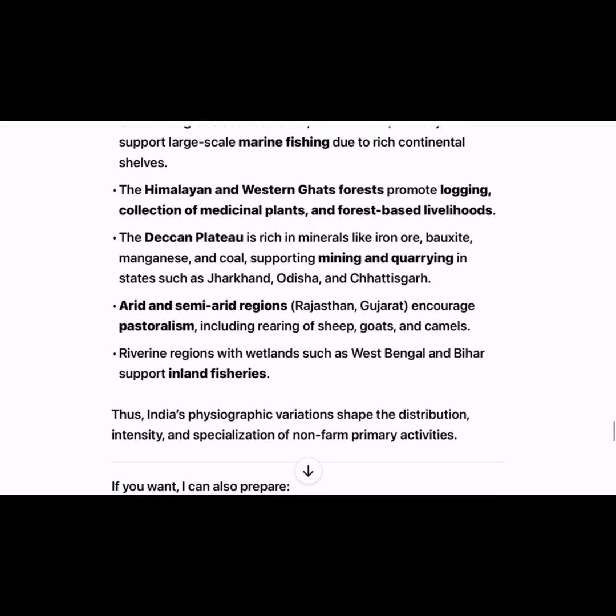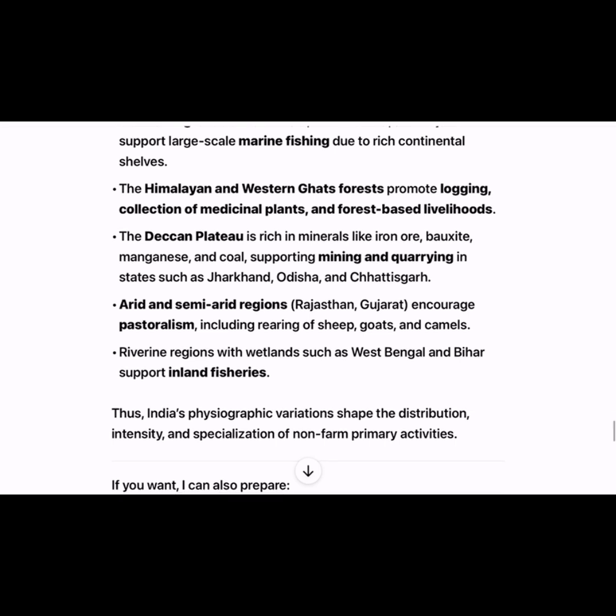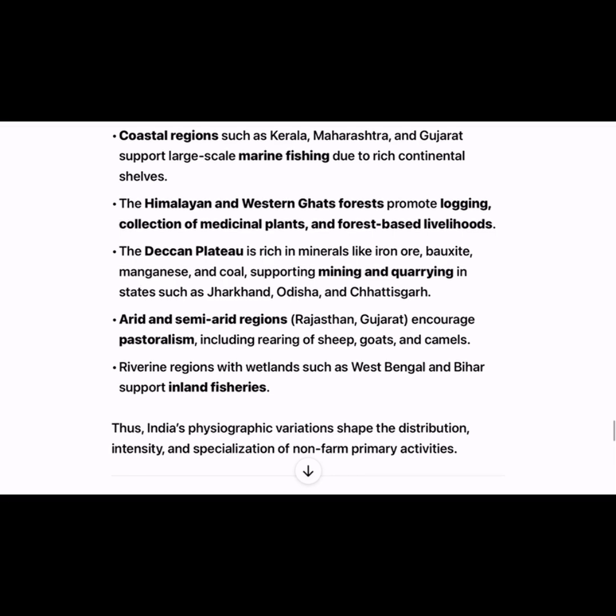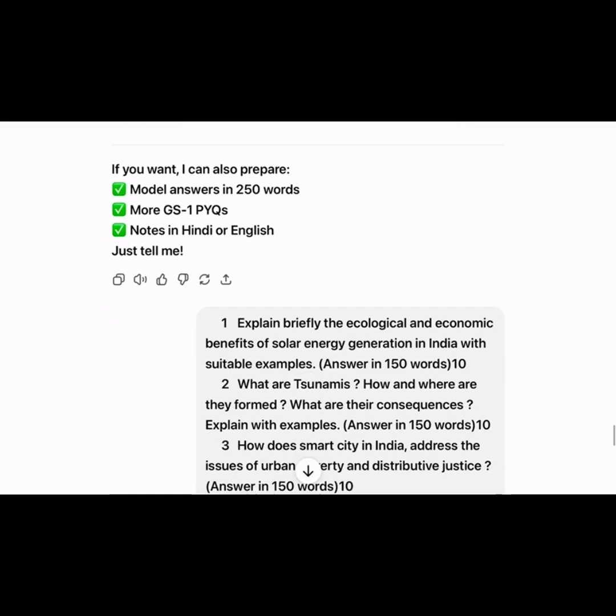Riverine regions with wetlands such as West Bengal and Bihar support inland fisheries. Thus, India's physiographic variations shape the distribution, intensity, and specialization of non-farm primary activities.